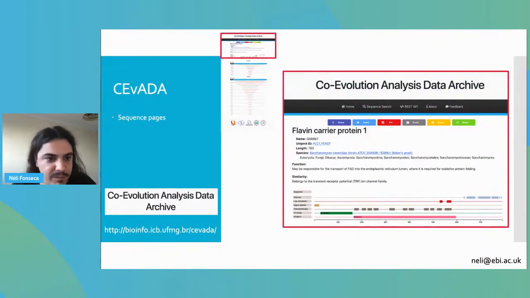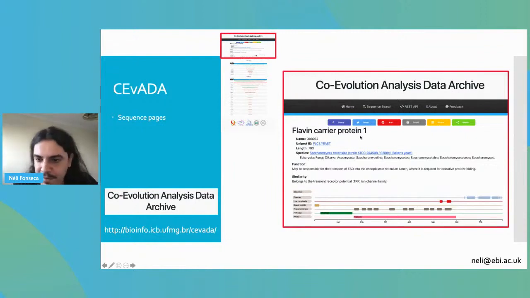In our group, we have been working with this subject for a while, and we have seen that many users of our computational tools are not actually interested in studying the evolutionary history of a protein family, but are interested only in key features of a particular protein. So this is the main reason why we designed Civada, to provide protein-specific evolutionary information. For that, we also provide sequence pages.